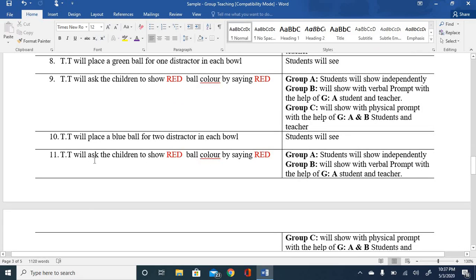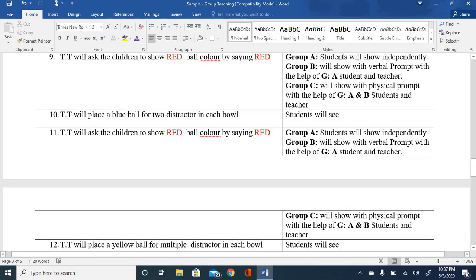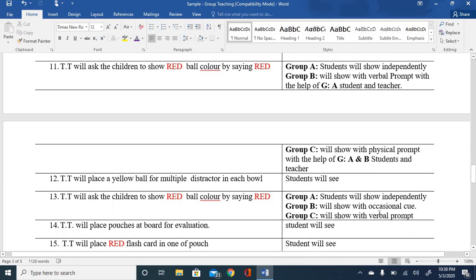Students will see, then the teacher trainee will ask the children to show the red color, red ball or color, by saying red. So student group A will show independently, then group B will show with the verbal prompt. Then with the help of student and teacher, group B will be showing, and group C with the physical prompt. And slowly, at the later stage, you are fading those prompts which we have given.